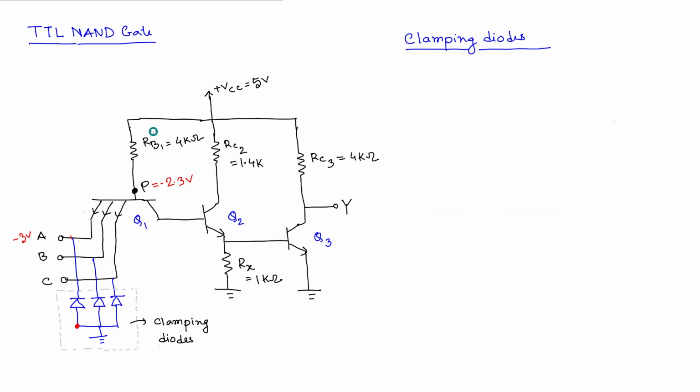Now look at this circuit. The current that will go through this path will be what? This voltage minus this voltage divided by this resistance. If this value is much lower, obviously the current will be very high, which may damage this particular transistor. That is the thing. If the base current goes very high, that can damage the circuit. That's why we need this kind of protection diodes. These are called clamping diodes. Okay.